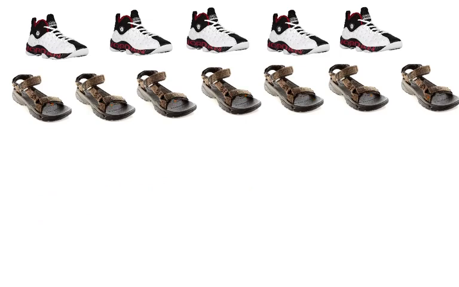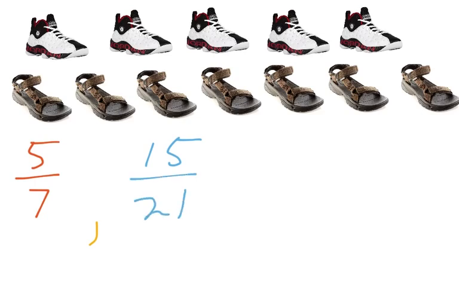Now, what if I take this 5 to 7 ratio, write that a little bit neater, and come up with a similar ratio, or what we might call an equivalent ratio. So if I looked at this and I said, well, if I had 5 Jordans or 5 basketball shoes and 7 sandals, would that be the same ratio, the same comparison, as having 15 Jordans and 21 sandals? Think about that for a second. Is that an equivalent ratio?